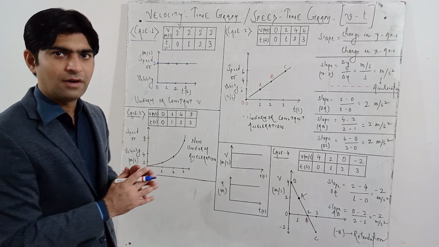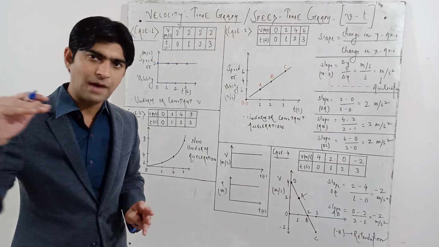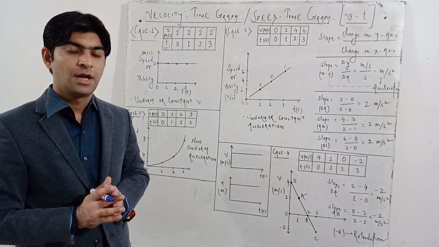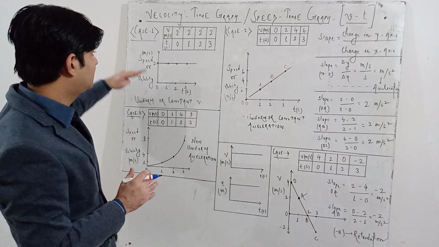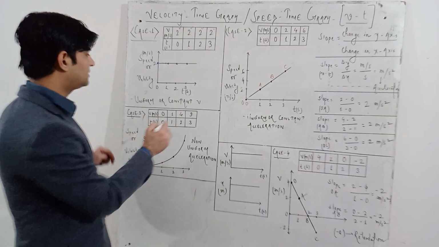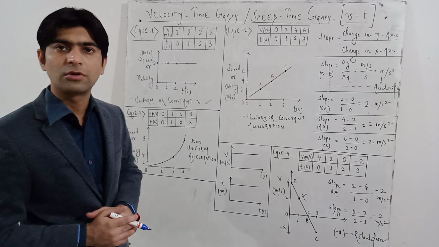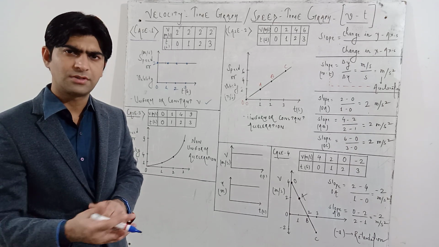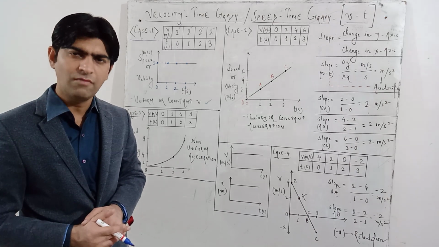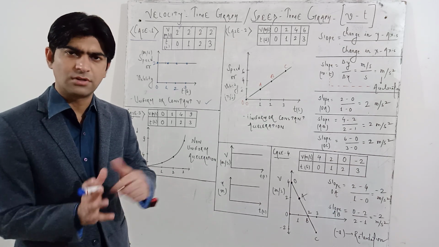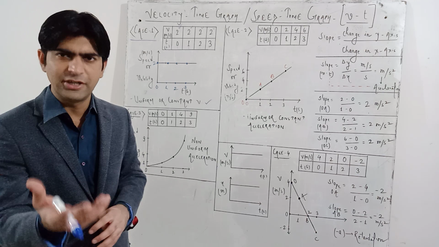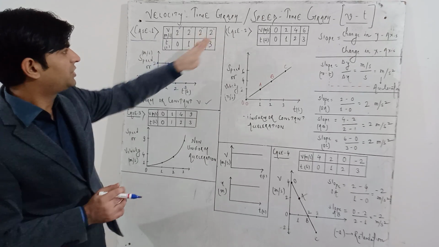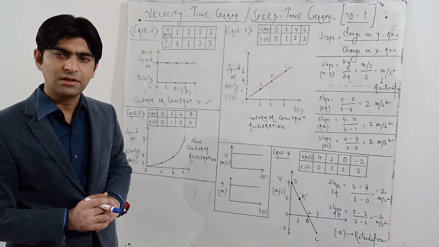If you get this kind of velocity time graph or speed time graph which is parallel to the time axis, what does it mean? It means that the velocity is not changing with time. If the velocity is not changing with time, you will get a straight line parallel to the time axis. That means it is the case of uniform or constant velocity. The body is moving with uniform speed or uniform velocity, constant velocity or constant speed, you may say. So this is case number 1, where the velocity is not changing with respect to time, meaning the body is moving with a constant velocity.